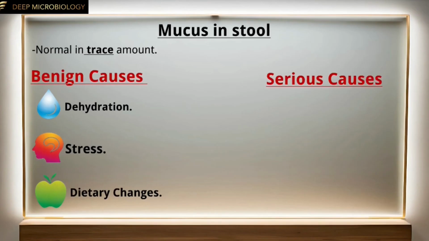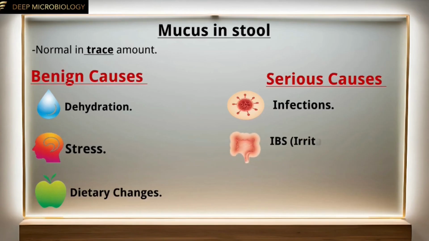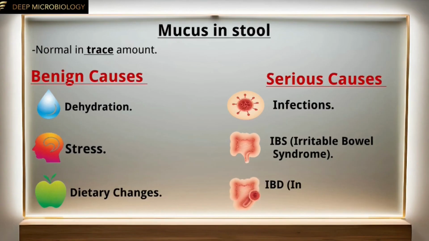Serious causes such as 1. Infections. Whether it's bacterial, viral, or even from parasites. These often come with diarrhea, cramping, or fever. 2. IBS, irritable bowel syndrome, is a common condition that affects how your gut functions. It doesn't cause damage to the intestines, but it can lead to mucus in your stool. 3. IBD, inflammatory bowel disease, includes Crohn's disease and ulcerative colitis. It causes mucosal damage, ulcers, and frequent mucus with or without blood.